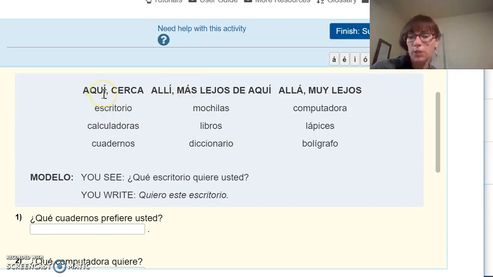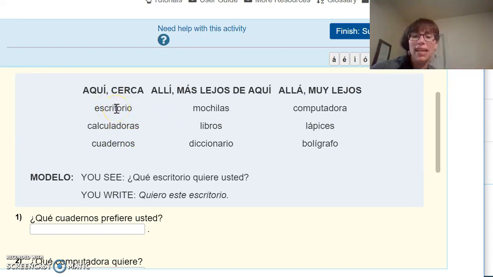So aquí cerca, close to us, are escritorio, calculadoras, and cuadernos. Ahí, más lejos de aquí, a little further away: mochilas, libros y diccionario. Allá, muy lejos, very far away from us: computadora, lápices y bolígrafo. So where you see in the modelo, you see ¿Qué escritorio quiere usted? So then you look on here and find escritorio, and it's aquí cerca.